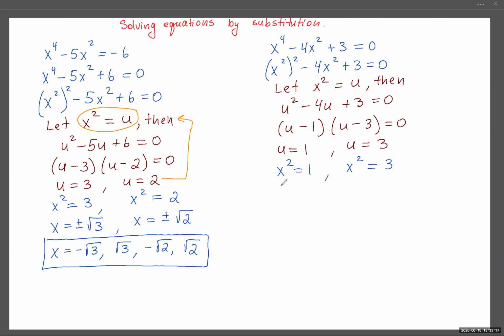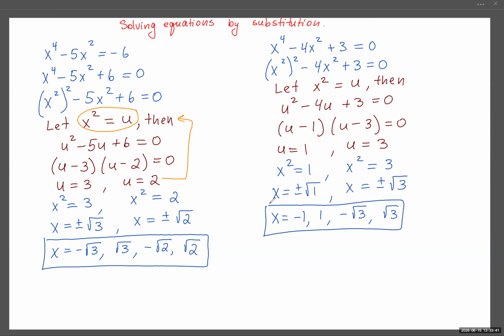Take the square root of both sides. X equals plus or minus the square root of 1. X equals plus or minus the square root of 3. Now, square root of 1 is just 1, so x equals -1, positive 1. And the square root of 3 is not a perfect square, so we have to just keep it as a square root of 3. So that's the 4 answers for x on this one. So this is one type of the equation that can be solved by the u substitution. We'll quickly look at 2 more types.